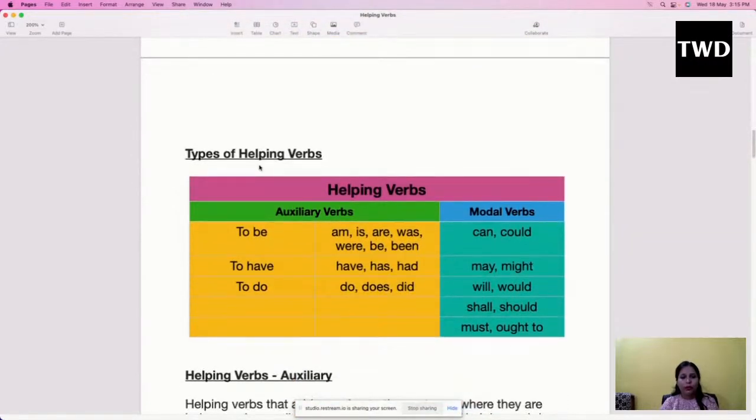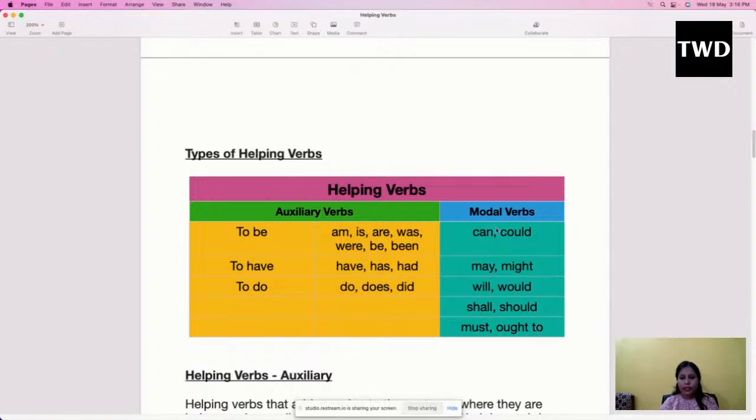So here we have a few types of helping verbs: auxiliary verbs and modal verbs. Under auxiliary verbs again we have three forms of verbs. To be, which we have already seen: am, is, are, was, were, and be and been would be used according to the sentence which you are framing. To have: has, had. I think this is a very big confusion. When you speak you are confused whether you should use have, has, or had. And then to do verbs: do, does, did. We saw examples with do and does, but with did we are going to see it now. And we have modal verbs like can, could, may, might, will, would, shall, should, must, ought to.